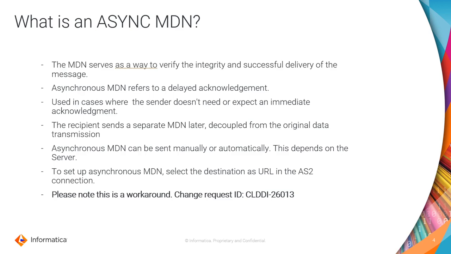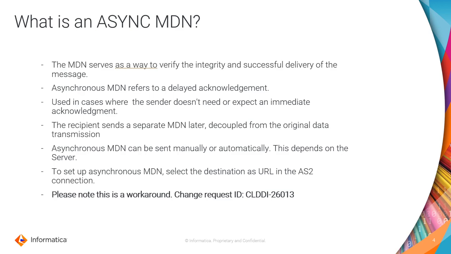To set up asynchronous MDN, we need to select the destination as URL in the AS2 connection in IICS. Please note that this is a workaround. There is no explicit option to select asynchronous MDN or synchronous MDN in an AS2 connection in IICS. There is a feature request open, which is CLDDI 26013.